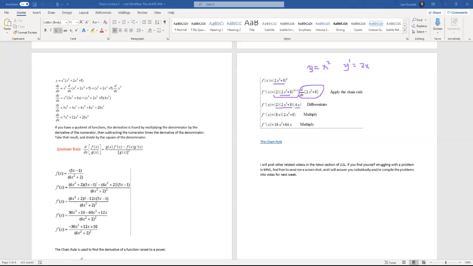And if you want to clear out parentheses, you could distribute the 8x across these terms here, which gives you 16x to the power of 3 plus 64x. So this would be the final answer here for the derivative of this function raised to the power of 2. And again, after I upload the videos, you could click here and you could see yet another example of the chain rule.